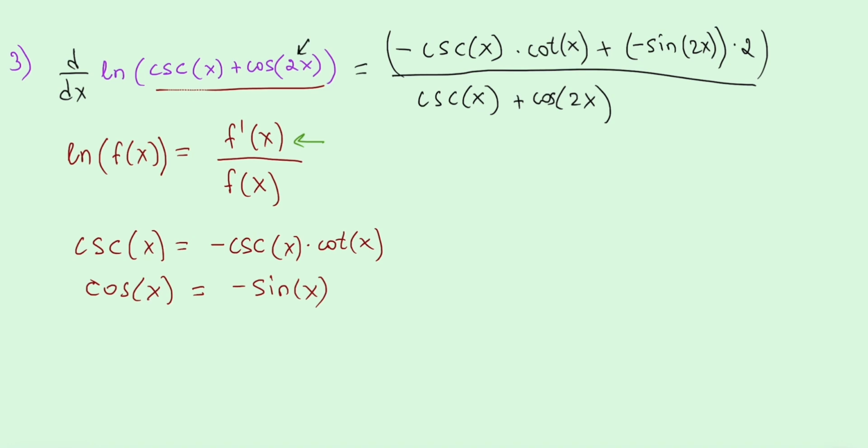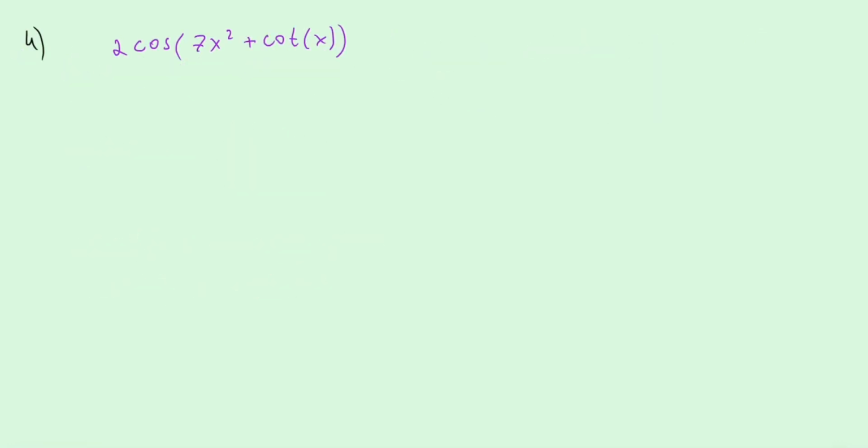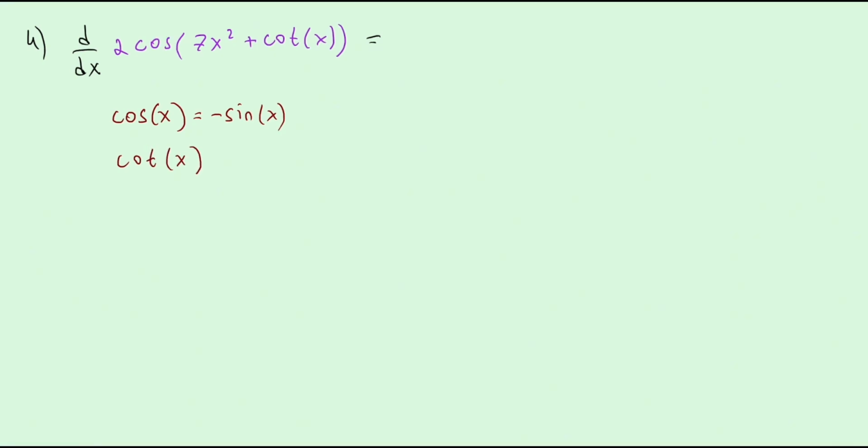Now let's move on to the next example. In the fourth example, we are deriving 2 times cosine of 7x squared plus cotangent x. To derive this, we have to know two formulas, which are the derivative of cosine, which is negative sine, and the derivative of cotangent, which is negative cosecant squared x.